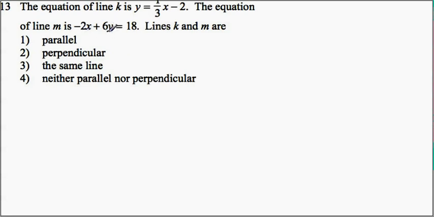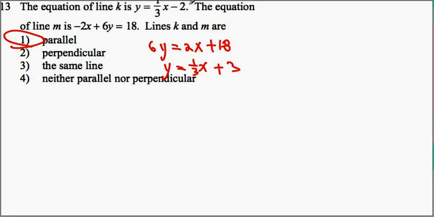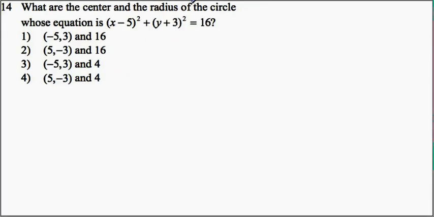If I solve for y, we get to realize 6y must be equal to 2x plus 18. And when I divide by 6, we get y equals 1/3 x plus 3. Now you get to realize that they have the same slope, therefore they are parallel. But they're not the same line because the y values are not the same.